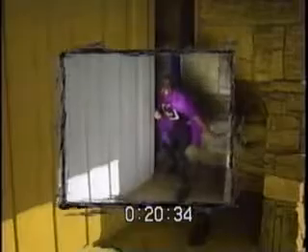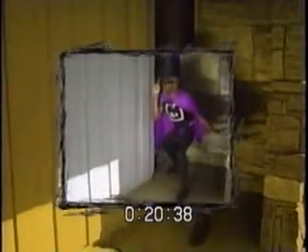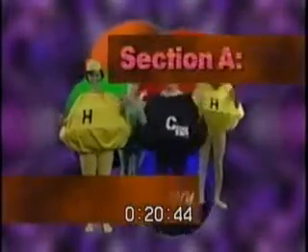Now to kinetic molecular theory. Section A, Kinetic Molecular Theory.